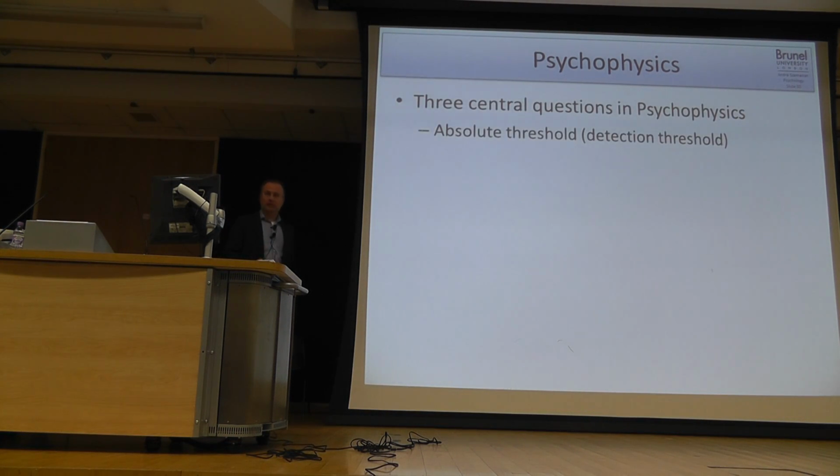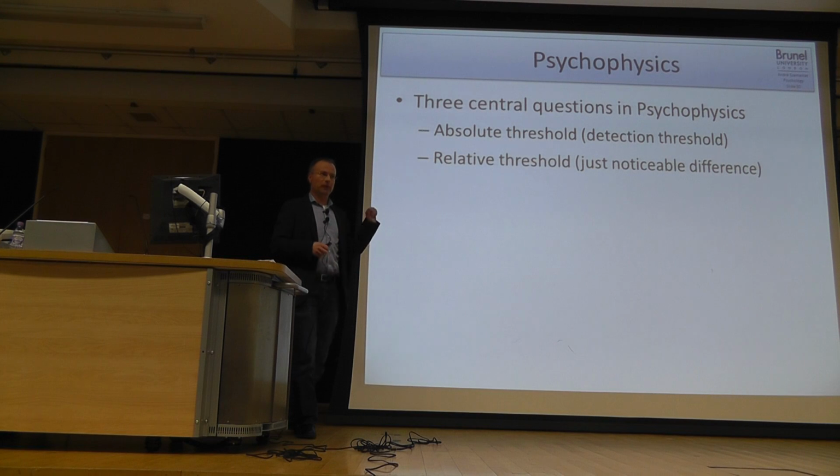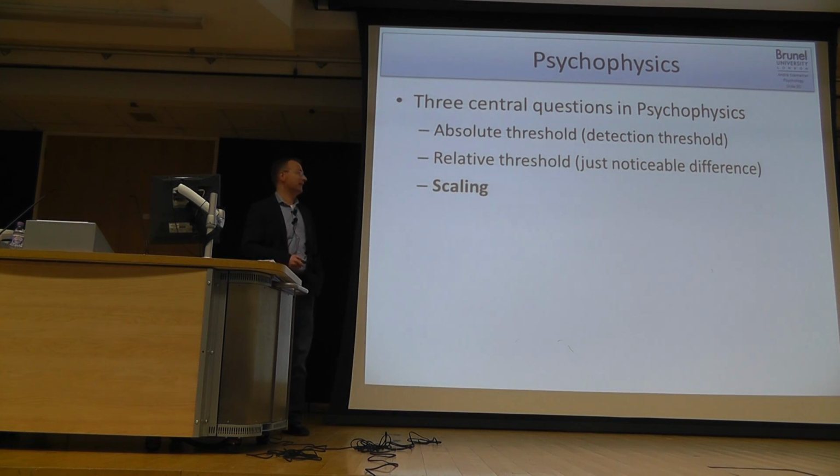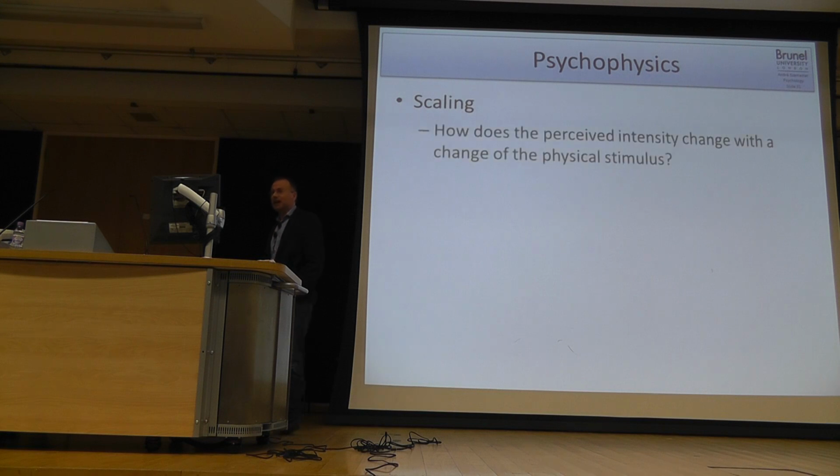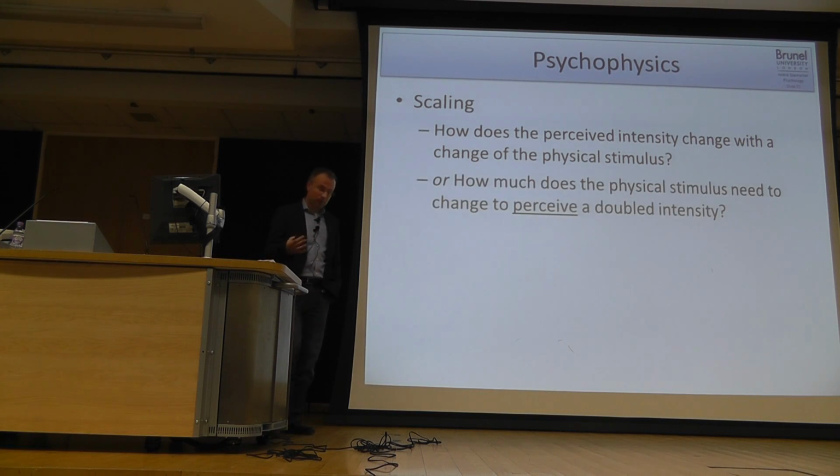Okay, so we spoke about the absolute threshold. Now we spoke about the relative threshold, spoke about Weber's law. And now the last thing on psychophysics is scaling. And scaling asks, how does the perceived intensity, so what we perceive and think, how we experience it, change with the change of the physical attributes of a stimulus? Or some people say, how much does the physical stimulus need to change to perceive a doubled intensity? So that I say, okay, this light is twice as bright.